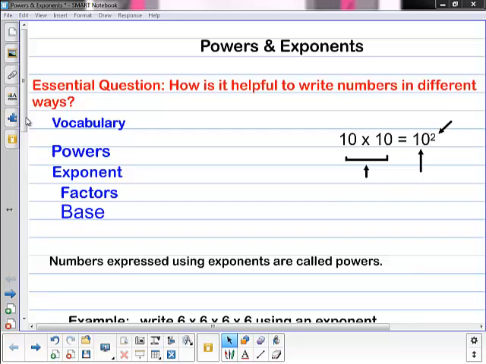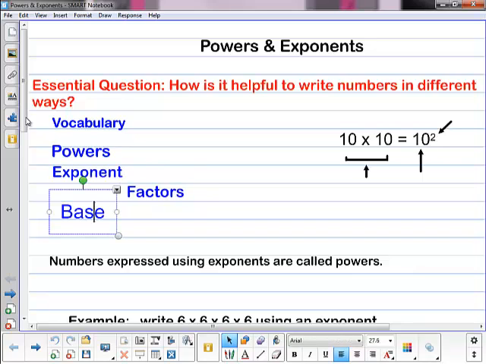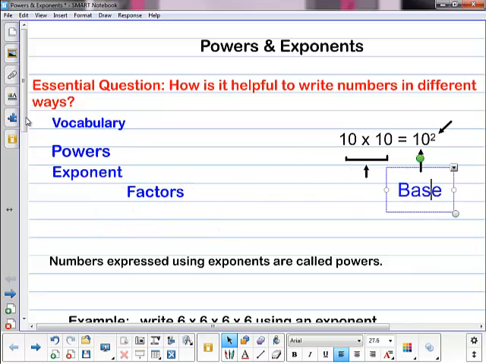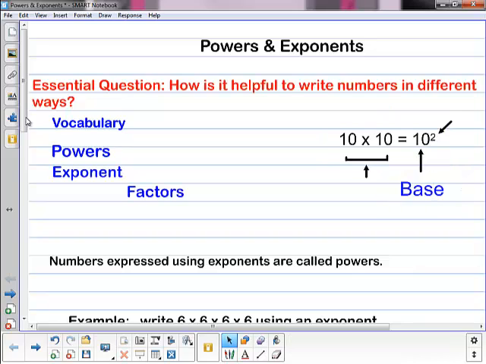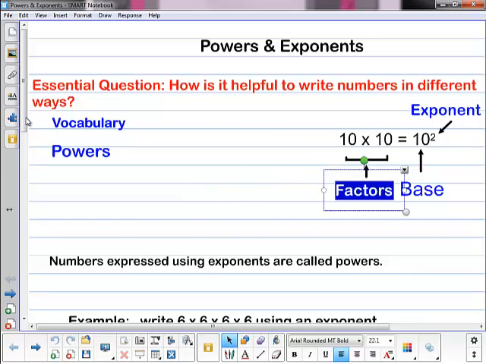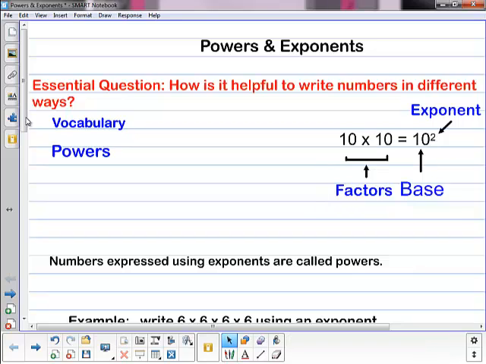So a product of like factors can be written in exponential form using an exponent and a base. So the base is the number used as a factor. And this is what our base looks like, the whole number there. The exponent tells us how many times the base is used as a factor. And if we're looking at this example here, the factors are 10 and 10.